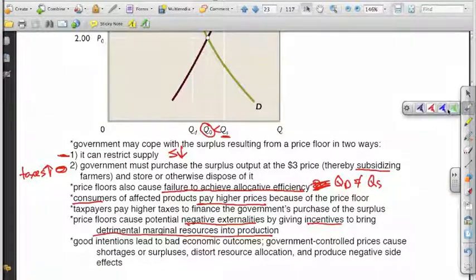So this is a lot of times when the government can intervene and then actually cause bad economic outcomes. It can cause shortages or surpluses, thus distorting resource allocation and causing bad side effects, such as incorrect incentives.